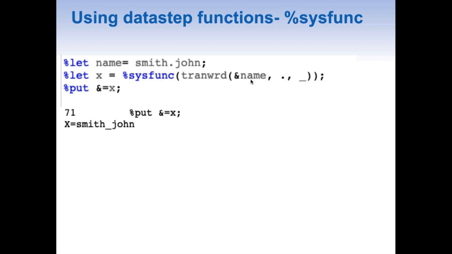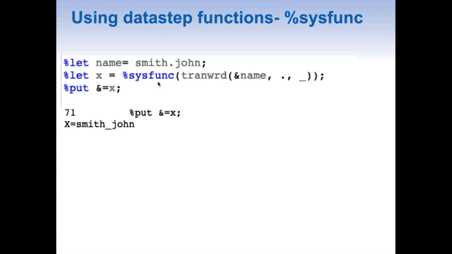These three arguments are nothing more than: first is the macro variable, the second one is the character we want to replace, and the third argument is the character we want this to be replaced with. We want to replace dot with underscore, so here we have dot and here we have underscore, and finally we close with another parenthesis for this %sysfunc.